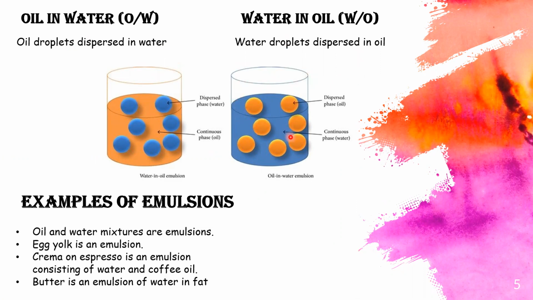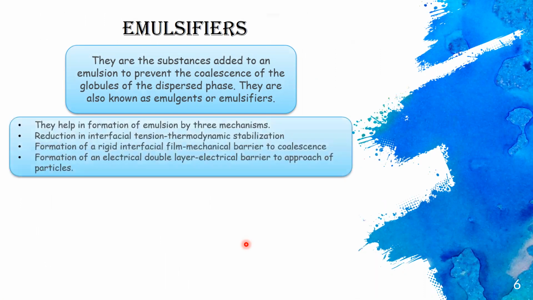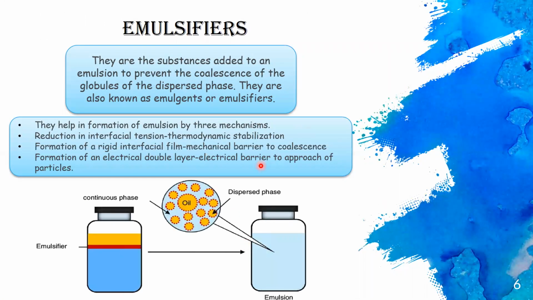So we can see many applications in our daily life, such as egg yolk is an emulsion, cream on espresso is an emulsion, whereas butter is also an emulsion of water in fat. So what are emulsifiers? These are the substances that are added to the emulsion to prevent the coalescence of the globules of the dispersed phase. They are also called emulsifiers or emulsifying agents.